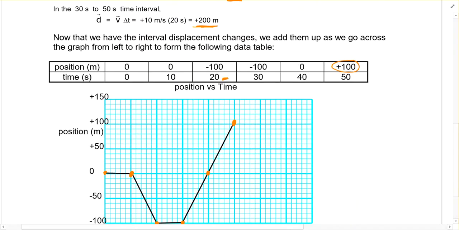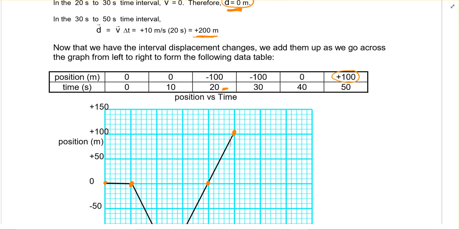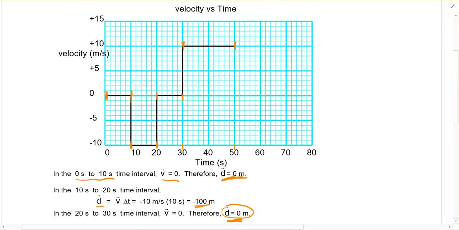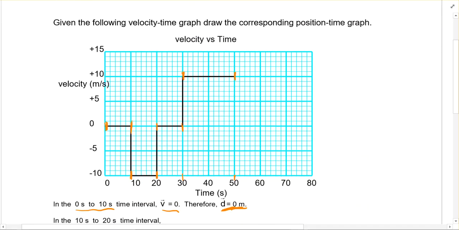Okay, so that's going to be it for that video. We definitely need to make sure we practice these problems because I know they can be a little bit tougher. And that's it for that video.